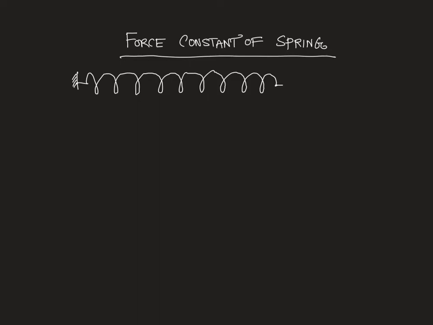So here we will discuss very briefly about the force constant of a spring. Now, this is the diagram of a spring with one end fixed. That is a fixed end, the left end of the spring, and there are certain coils on the spring, and an applied force F acts on the right end. So this F is the applied force.